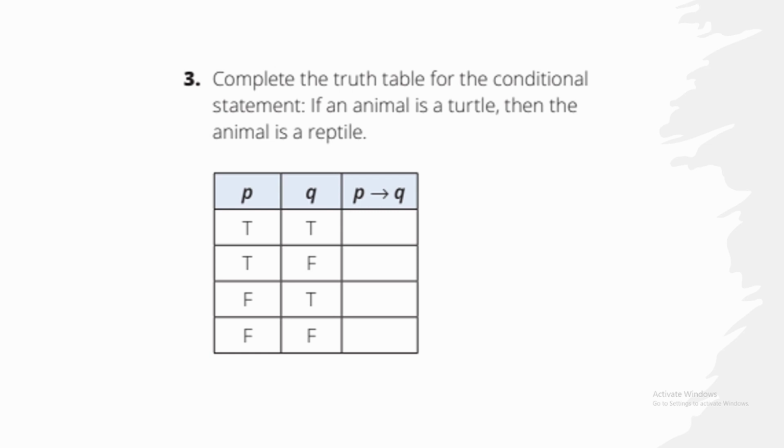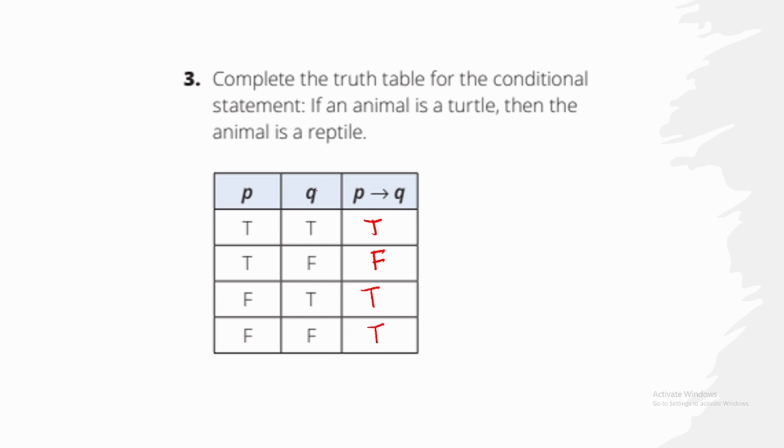So the best thing about these truth statements is they all follow the same pattern. So our pattern is, if P is true and Q is true, then our whole statement is true. If P is true and Q is false, our whole statement's false. And then for our next one, P is false, Q is true, that's true. And then P is false, Q is false, that's true.